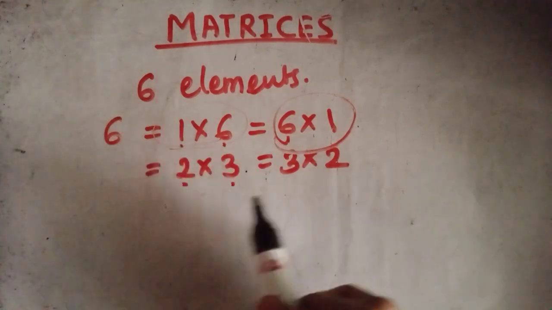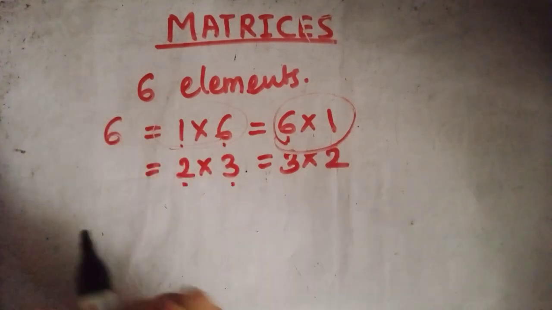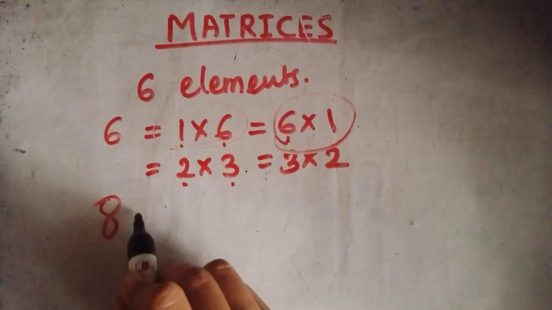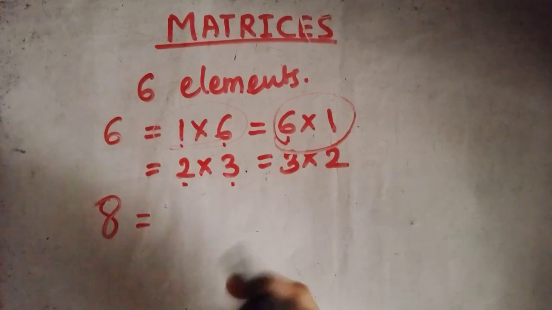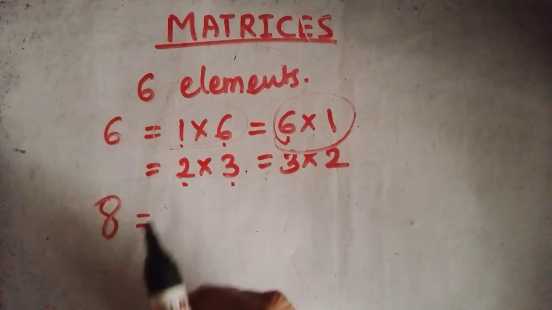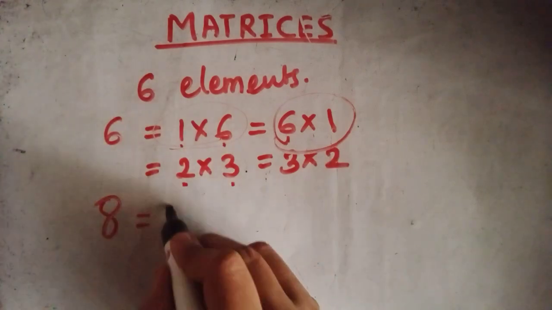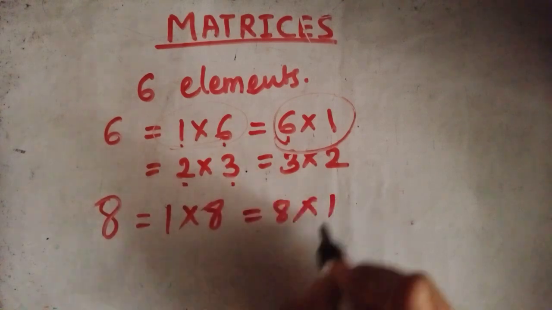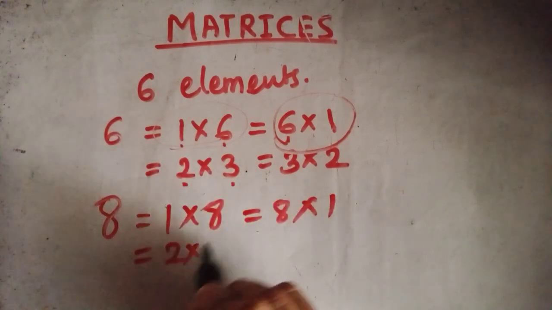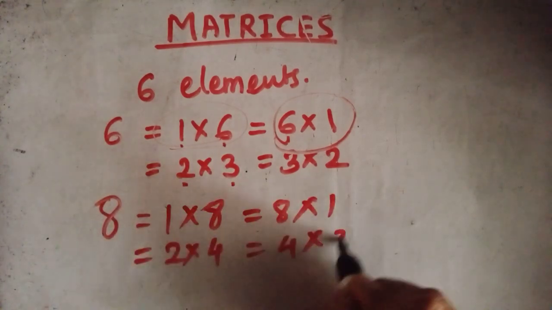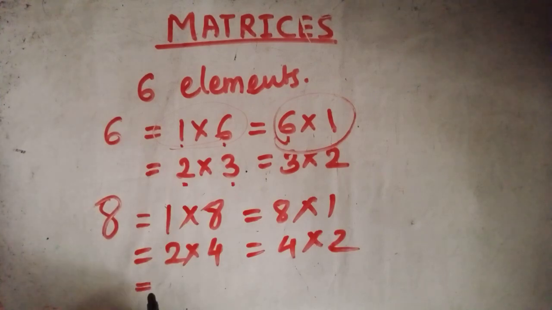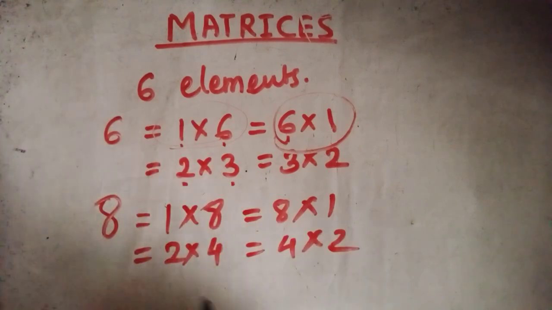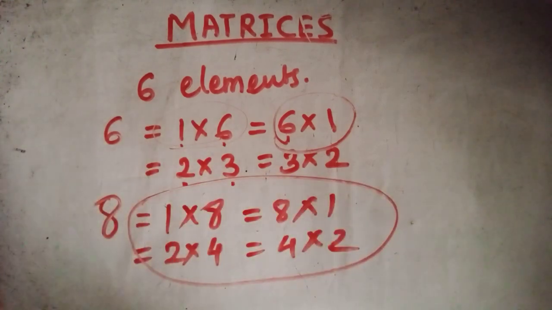Another example, you can take a matrix of 8 elements. You have to find the factors of 8. Starting from 1, 1 into 8 or 8 into 1, then 2 into 4 or 4 into 2. These are the orders. So the possible orders are 4.